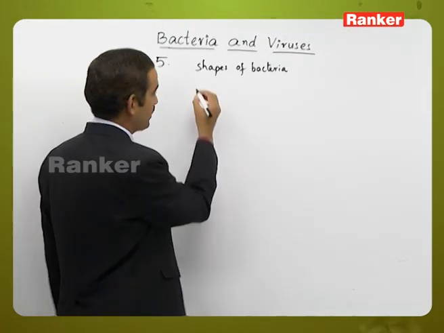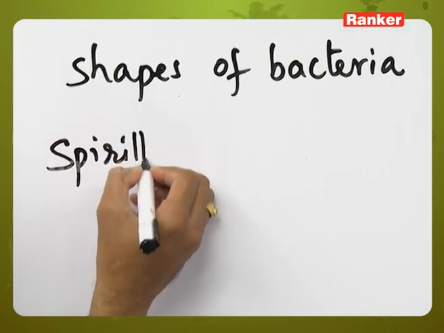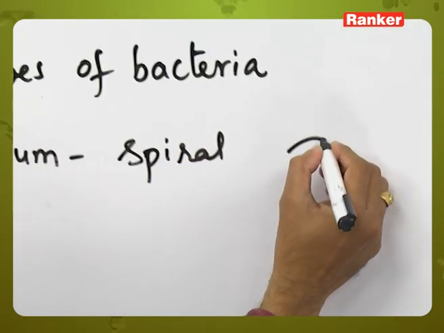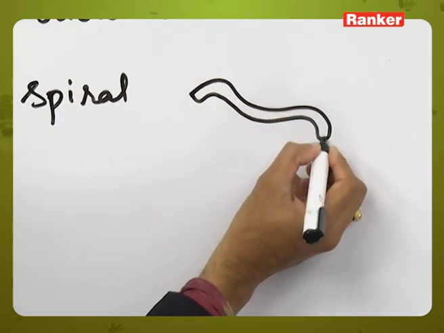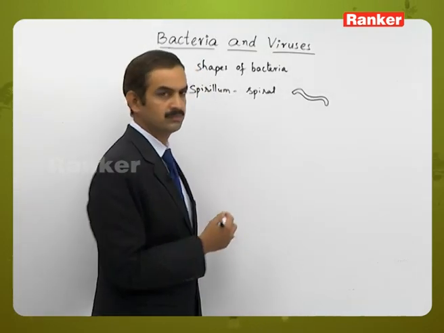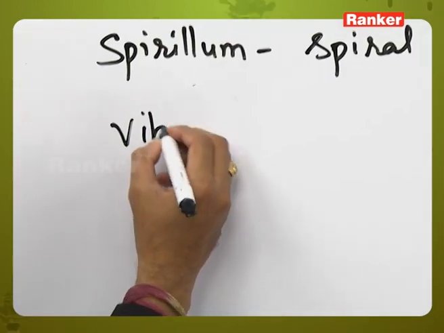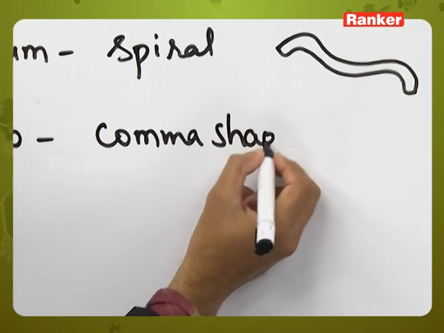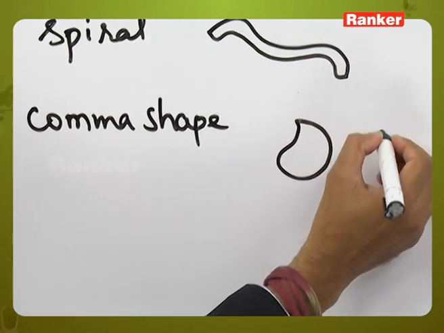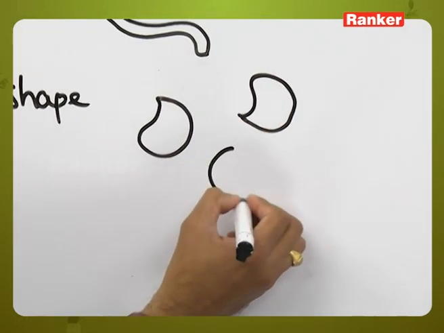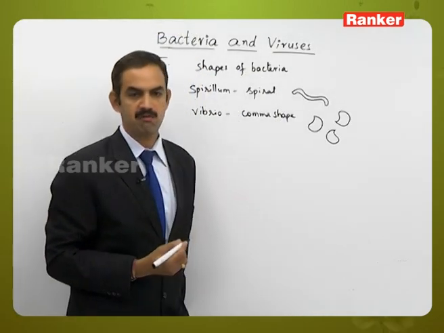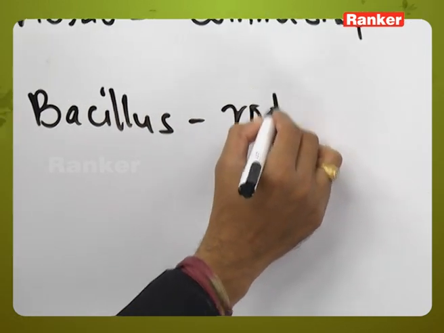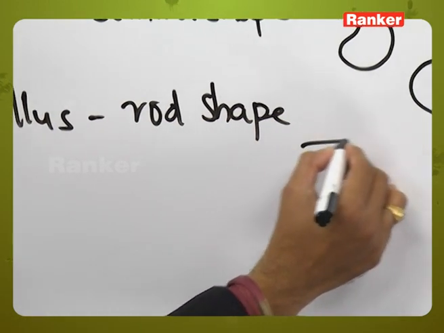In this one, the first option is spirillum. Spirilla means a spiral shaped bacteria, which will have a little bit of curve like structures like this. Vibrio is the one which has a comma shape, like it appears to be this type of structure. Comma shaped bacteria will be there. And the next one is Bacillus. Bacillus is a rod shaped bacteria, like this.